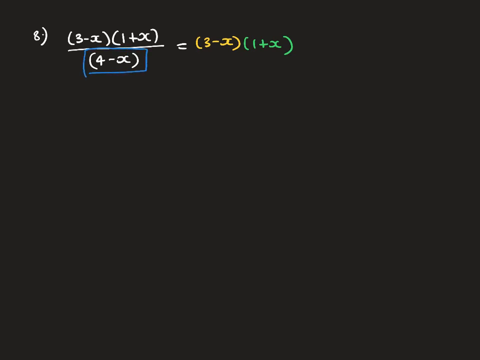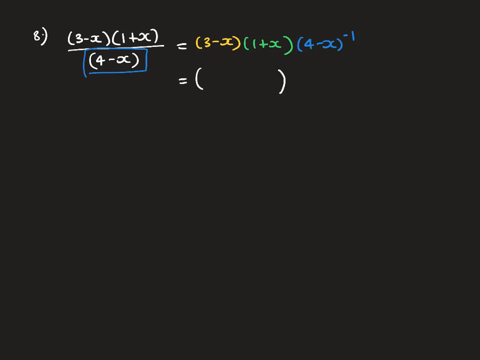So question 8, you're now given 3 minus x, 1 plus x over 4 minus x and asked to find a quadratic approximation for this. So I'm going to write this out again as 3 minus x multiplied by 1 plus x, which are the two terms that are already in the numerator. And then instead of 4 minus x here in the denominator, let's make it 4 minus x to the negative 1 in the numerator.